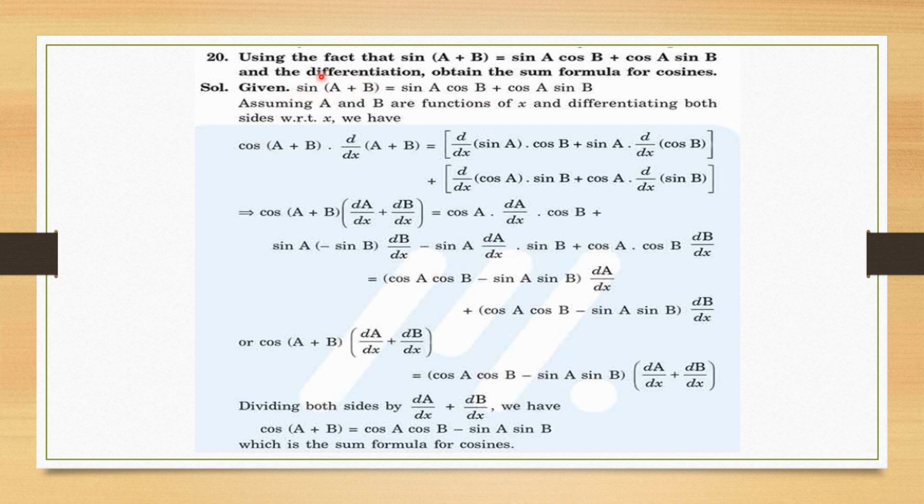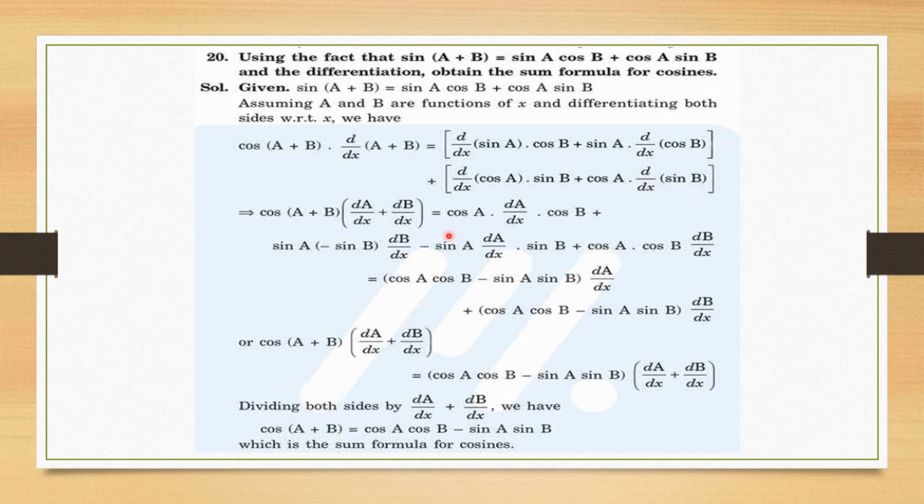So it becomes d/dx of sine of a plus b is cos of a plus b, and d/dx of a plus b will be dA by dx plus dB by dx, as they are inside the function. If I have to take the derivative of y with respect to x, it is written as dy by dx. Similarly, it will be dA by dx plus dB by dx. And on this side, you have to apply d/dx of sine a into cos b plus sine a into d/dx of cos b. Similarly, cos a d/dx of sine b plus sine b d/dx of cos a.